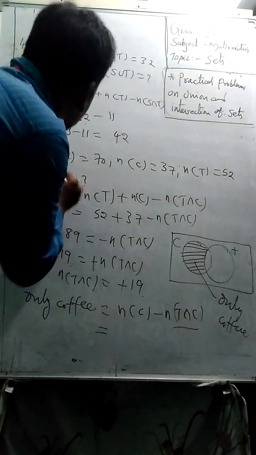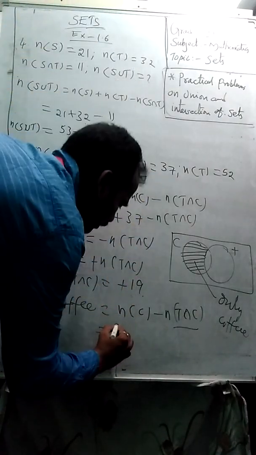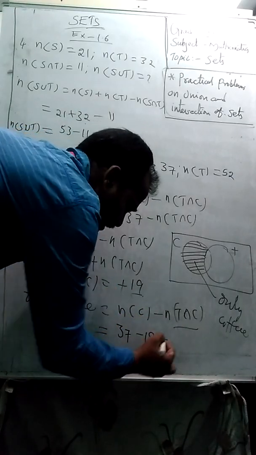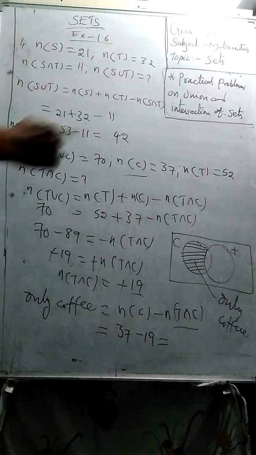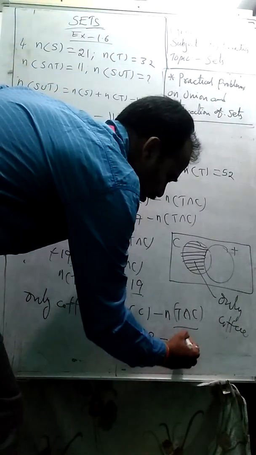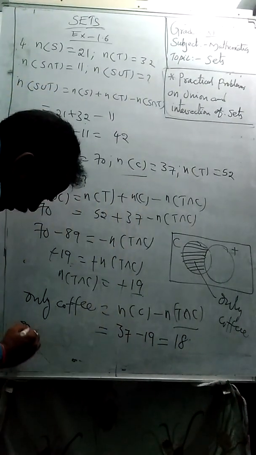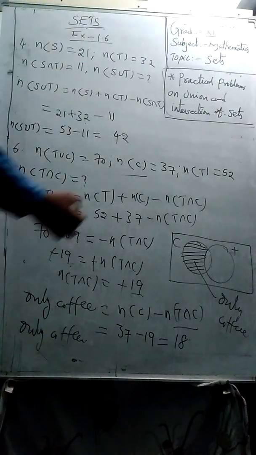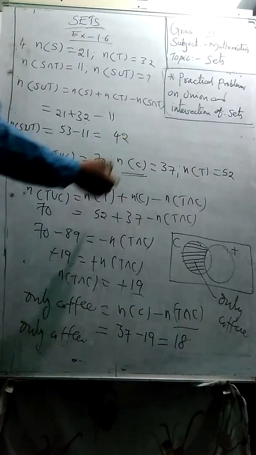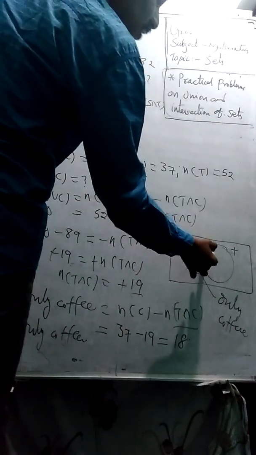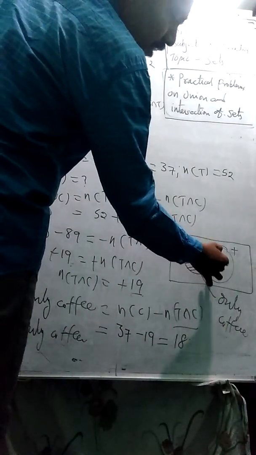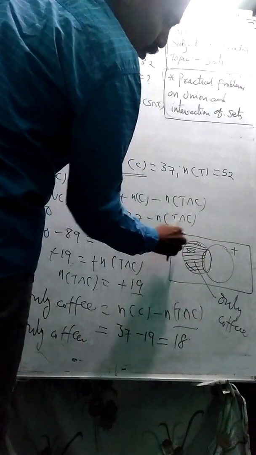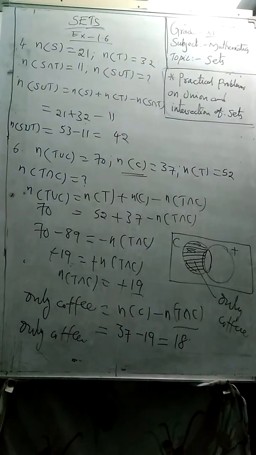What is N of C? N of C is given, 37, minus 19 because that is the common element. Whatever answer you get after subtracting will be the people who like only coffee. Only coffee means, students, that among those given as liking coffee, some people will like even tea. See, the common part is there now. If you subtract this common part, then the remaining part is called only coffee. Those are the ones drinking only coffee.